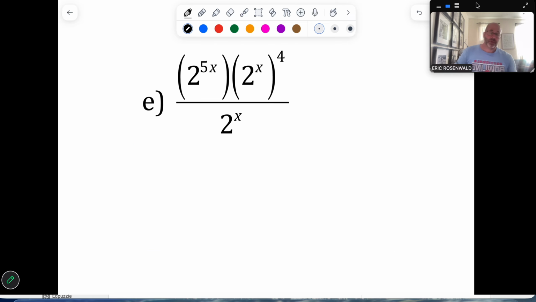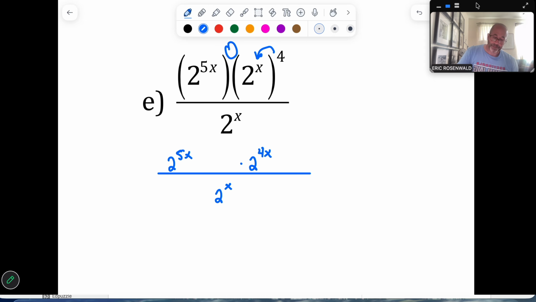All right, so we got a power on the outside. Let's navigate that first, deal with this first. So we simplify this, we have 2 to the 5x on the left side. That's not going to change because there's no power outside of here. However, over here, we're going to have 2 to the 4x. Remember, powers multiply. And then we have 2 to the x on the bottom here.